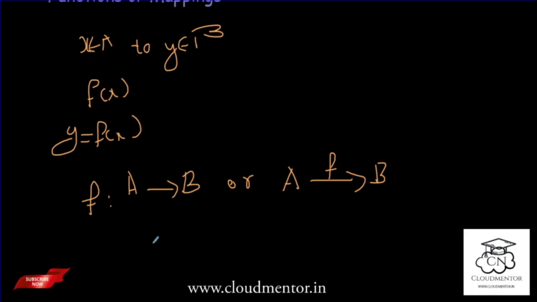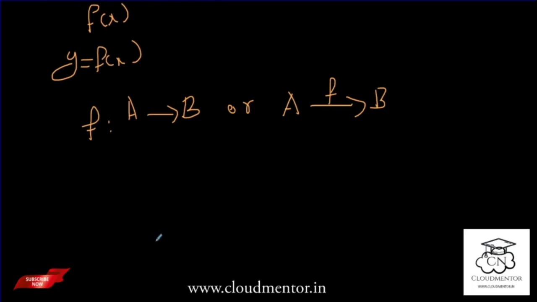Note that there may exist some elements in set B which are not the images of any element in set A. And to each and every independent element in A, there corresponds one and only one image in B.